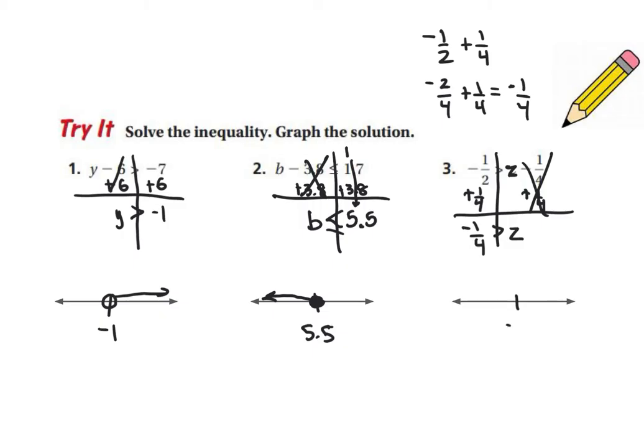So we'll put our point at -1/4. Our circle will be open because it's just less than. Z is less than -1/4.